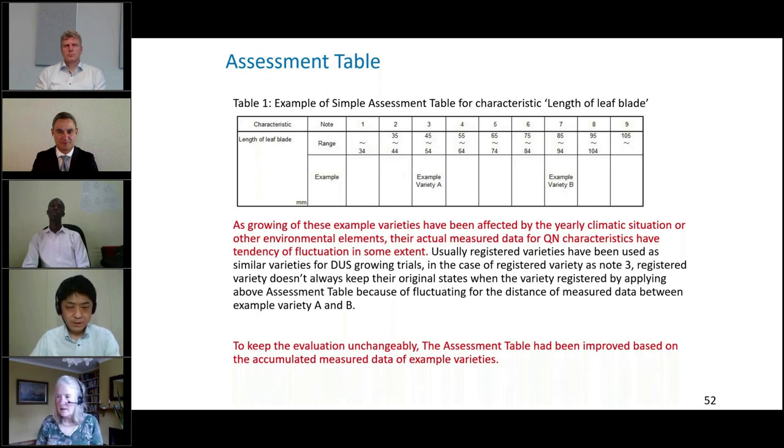As a growing trial, these example varieties have been affected by various climate situations or other environmental elements. Their actual measured data for QN characteristics have a tendency to fluctuate to some extent. So, to keep the evaluation unchanging, the assessment table has been improved based on the accumulated measured data of the example varieties.